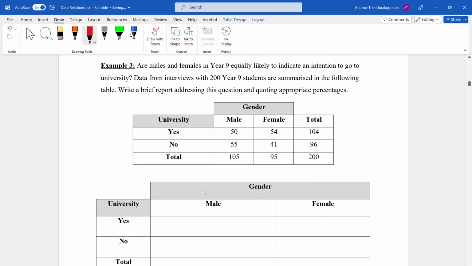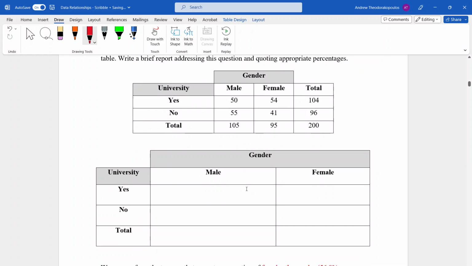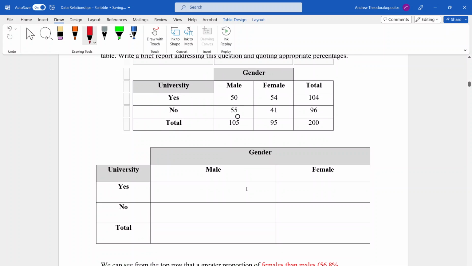Alright, so what we want to do now is go back to that same example with year 9s, and we're going to ask the question, are males and females in year 9 equally likely to indicate an intention to go to university? So here we've got the breakdown of the data. 50 male year 9 students said yes, 54 said yes from the females, and you can see the rest here. They're all totaled up. So what we want to do is work out the percentages once more.